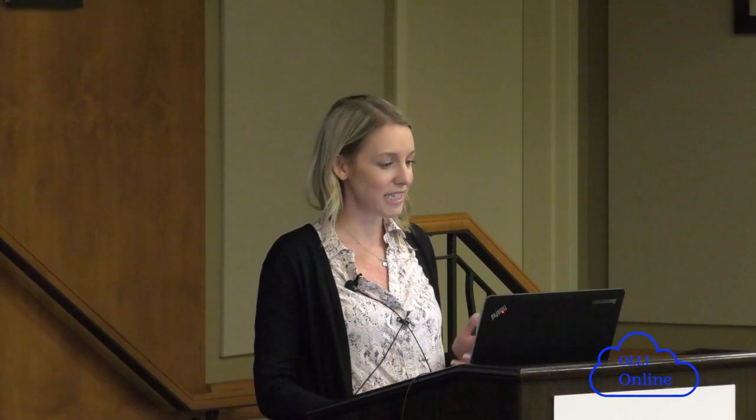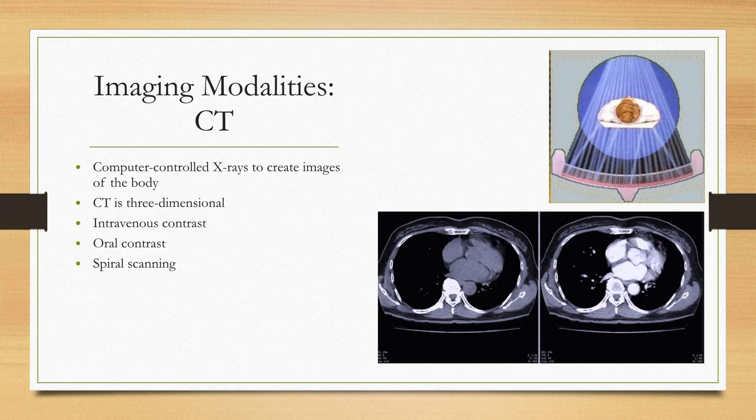And then quickly, CT is also X-ray, so it's a computer-generated X-ray. This image on the top is like looking into the scanner of someone going through, and you can see all those beams going through. Basically, the computer will put the X-ray beams at multiple different angles as the patient's moving through the gantry. And that allows us to see a three-dimensional image.